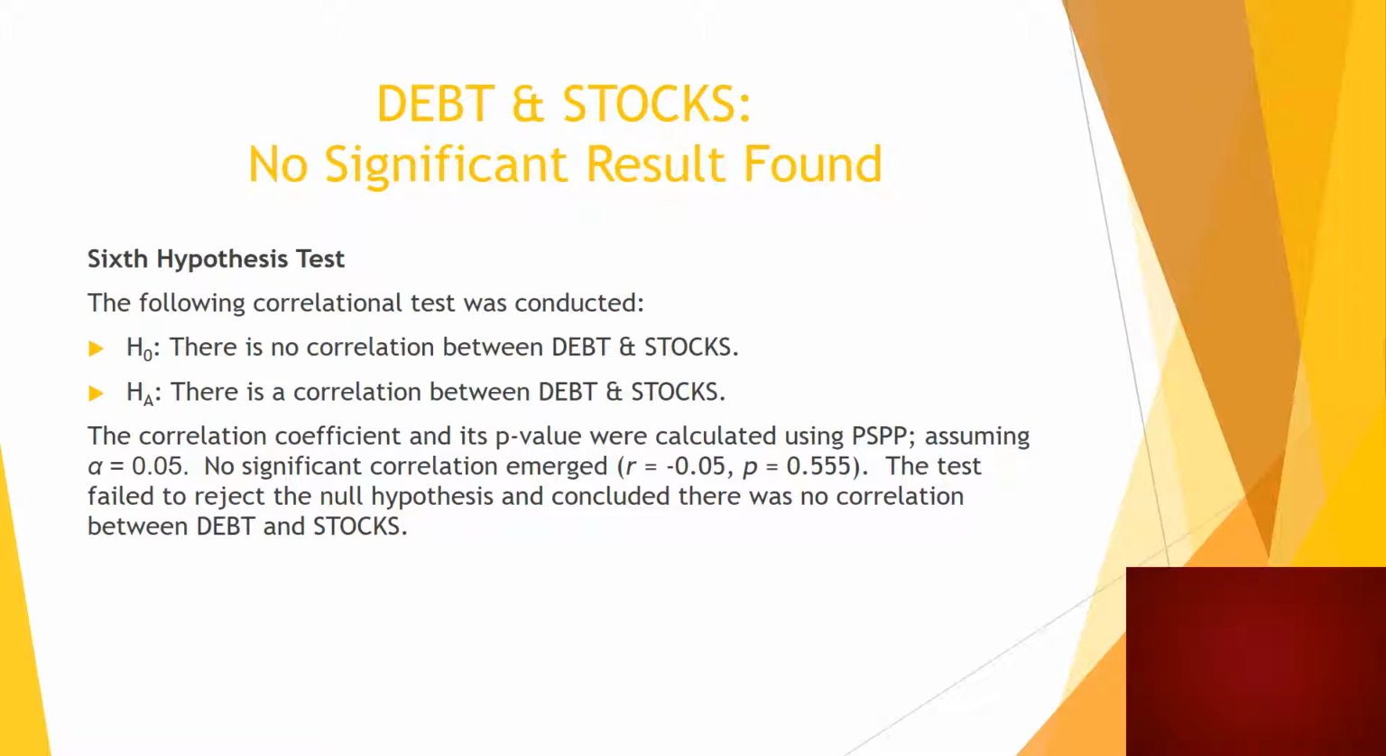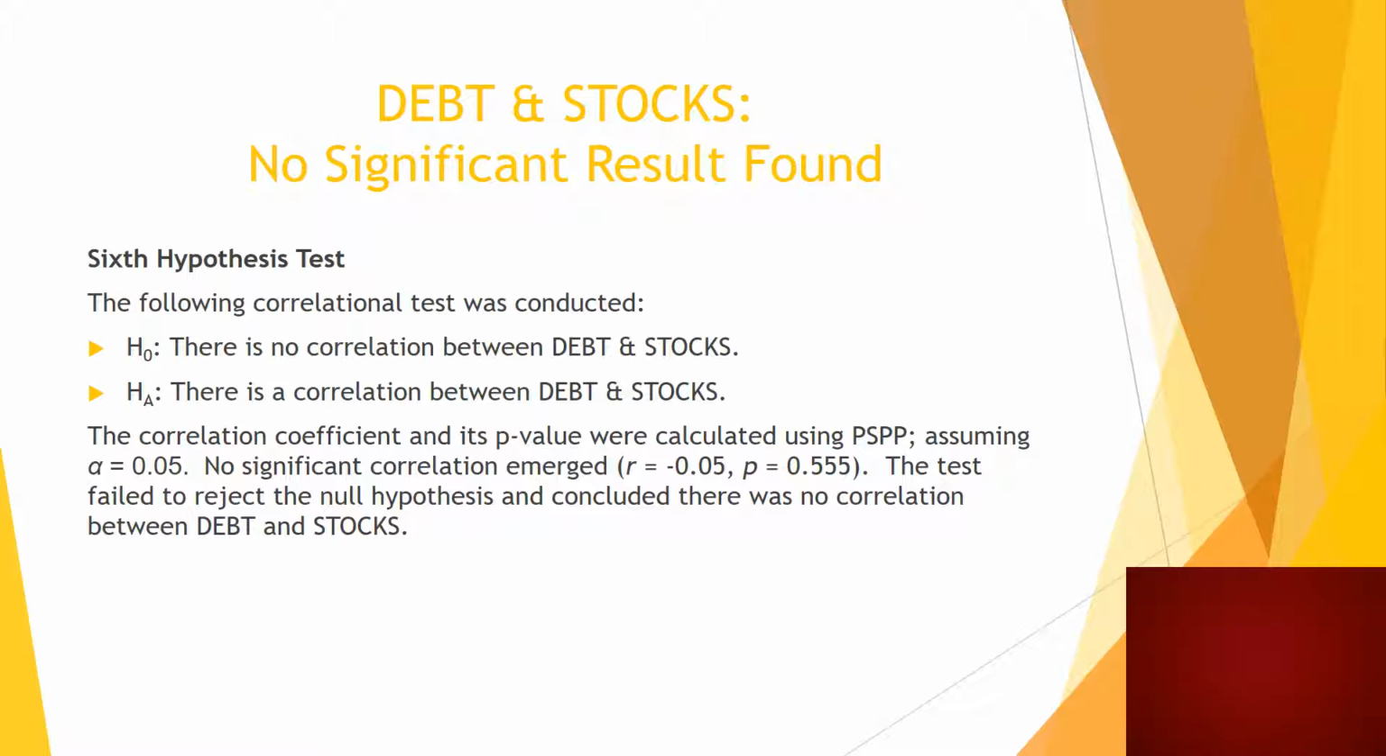correlation between debt and stocks. The alternate hypothesis: that there is a correlation between debt and stocks. And again, I should probably give a little background here briefly. Stocks represents those participants who stated that they own stocks and the amount of money that they had invested in stocks. So in this test, we were looking to see if there was a correlation between the amount of debt somebody had and the amount of money they had invested in stocks in the stock market.